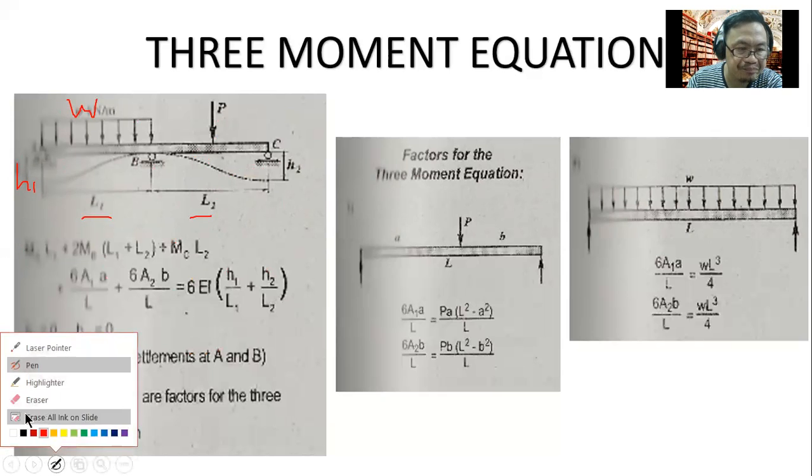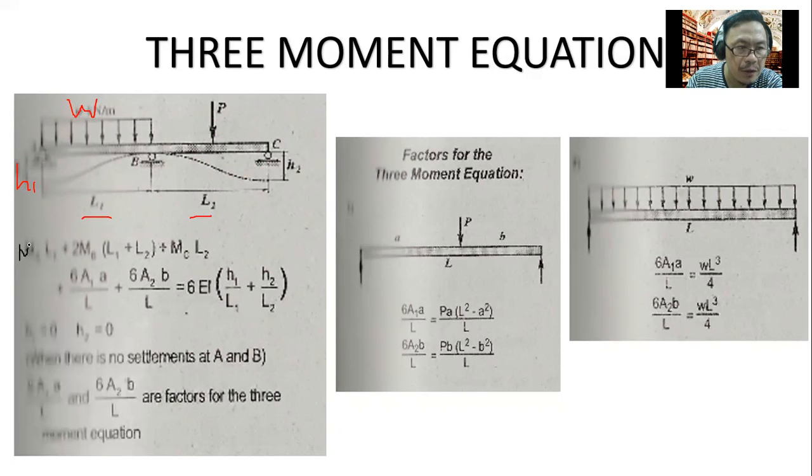First, you have M1 multiplied by L1. Then twice of MB, or 2MB, multiplied by the sum of L1 and L2. And then the last support, you have moment C multiplied by L2. Plus 6A1A, this 6A1A is being derived from the area moment diagram.